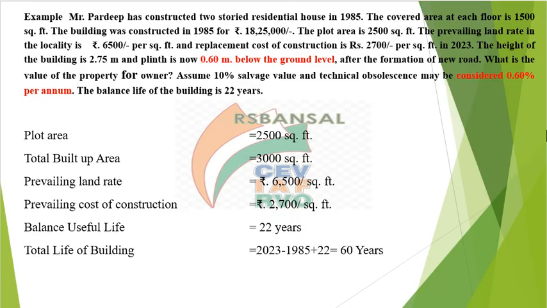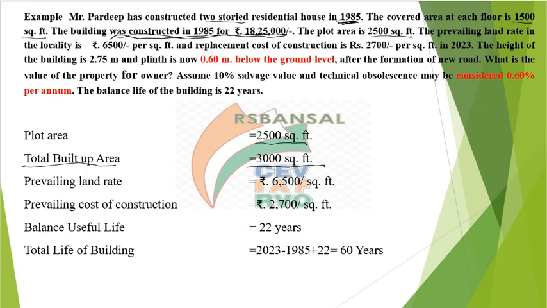Next: Mr. Pradeep has constructed a two-storey residential building in 1985. Year of construction is 1985. Covered area of each floor is 1500 square feet, two-storied, so the total covered area is 3000 square feet, which is the total built-up area. The building was constructed in 1985 for 18 lakh 25,000, which is called the historic cost. Plot area is 12,500 square feet.